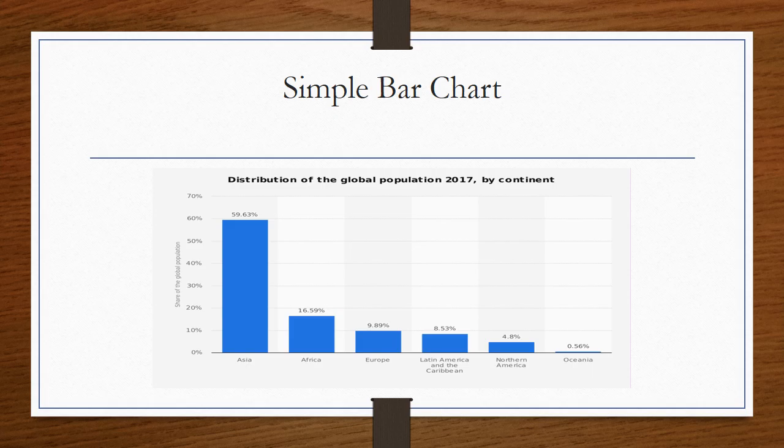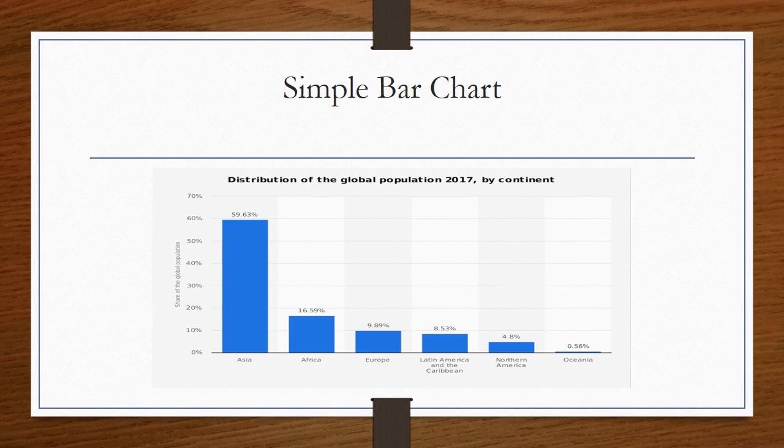So in Asia 59.63% of the population were there, in Africa 16.59%, then Europe 9.89%, and Latin America and Caribbean 8.53%, then Northern America 4.8%, then Oceania 0.56%. So here we have them according to the sequence.